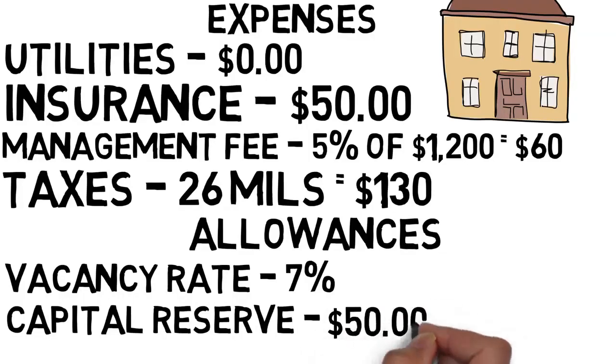We also allow a capital reserve or capital expenditure reserve, sometimes called CapEx. This is money we set aside each and every month for even more what ifs. For instance, what if the roof goes or a window leaks or you have to make a major repair to a water tank or a furnace? That's our CapEx reserve, and we're allotting $50 per month for this particular property.